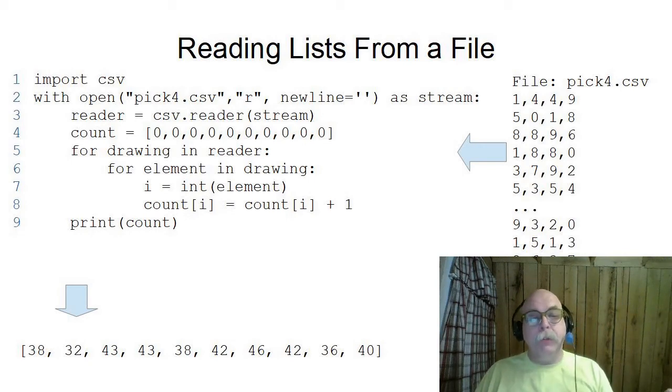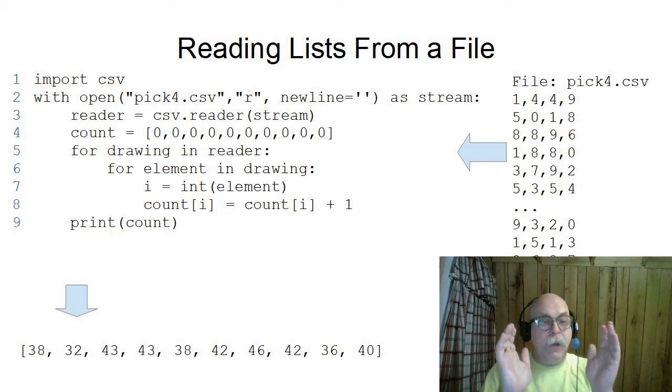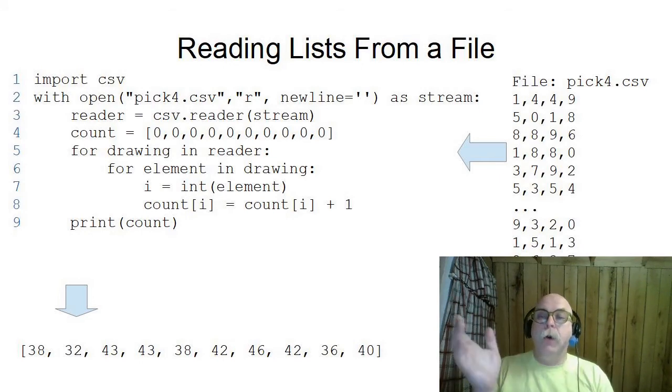On line 1, we import our CSV module. On line 2, we do our with open, creating our context manager that opens up the pick4 CSV file for reading. You see the quote r, and then you see I say newline equals quote quote, and I also named the file stream, which can be named anything. On line 3, I create a reader, and the reader is just a CSV reader for the file variable, whatever that is.